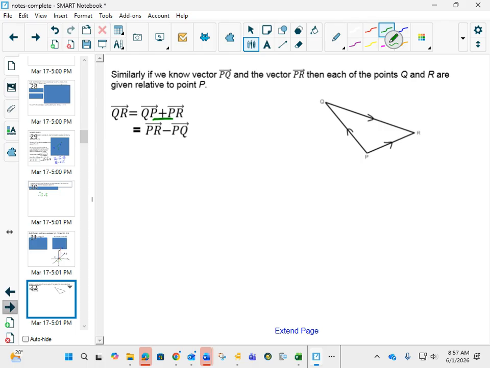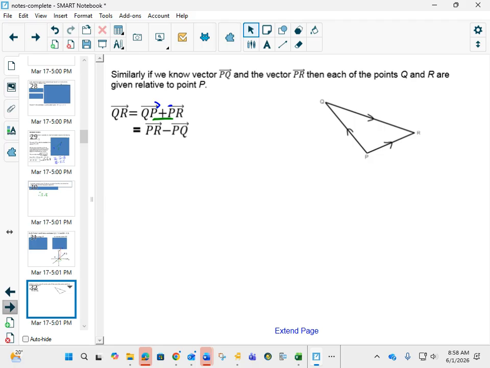So as long as those middle things are the same, and you're attaching the head of one arrowhead to the tail of the other one, that gets you your resulting vector. And you can move things around as well. So Q to R, this makes sense, going from Q to P, and then P to R.